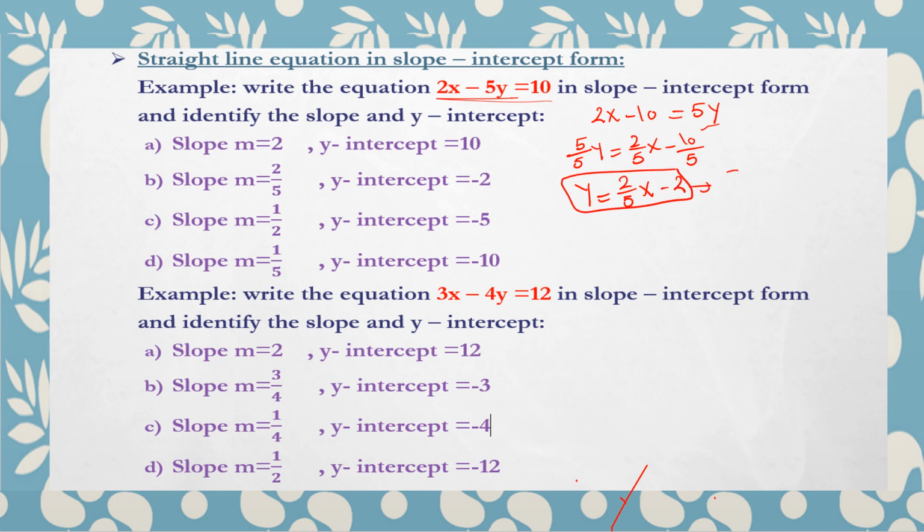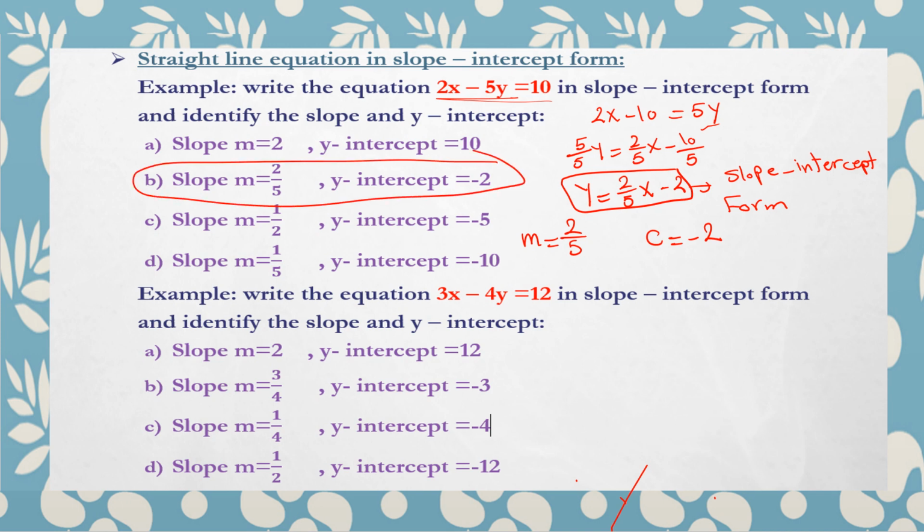So this is the slope-intercept form of the straight line equation. And here the slope, or m, equals 2 over 5 and the y-intercept, or c, equals minus 2. And the correct answer is B.